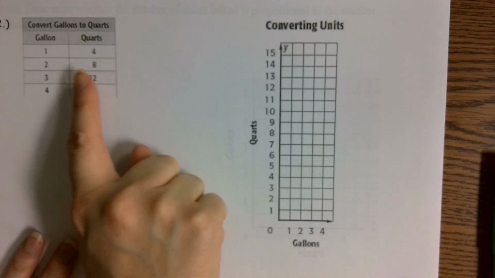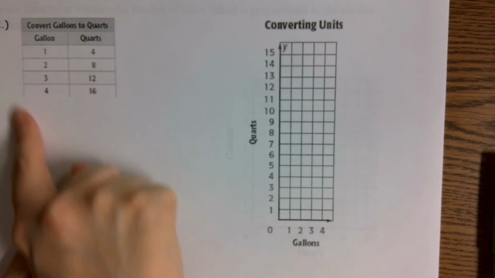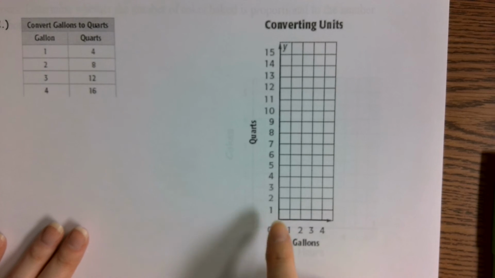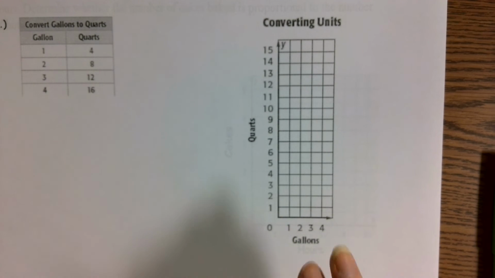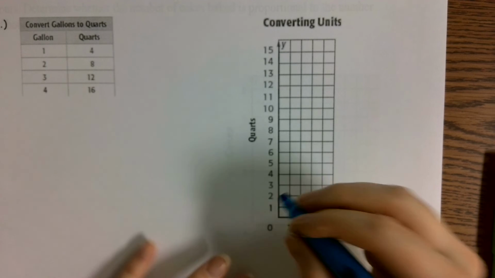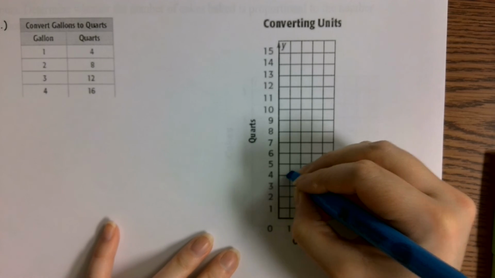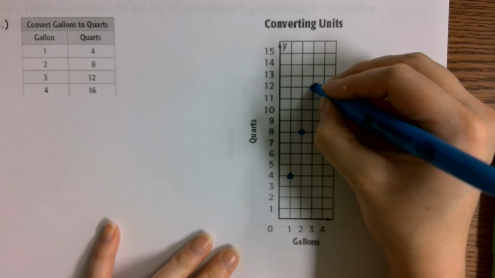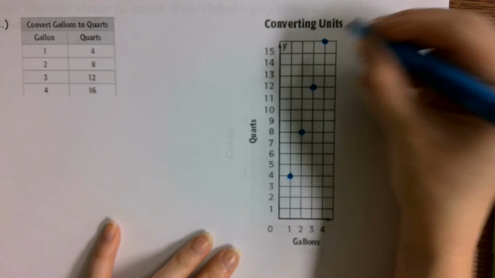Okay, I want you guys to graph these 4 points, connect them, and see if it can extend to the 0, 0 point and still form a straight line. If it does, then you need to identify what the unit rate is. All right, let's go ahead and graph these points real quickly. We graph it at 1, 4, at 2, 8, at 3, 12, and at 4, 16.